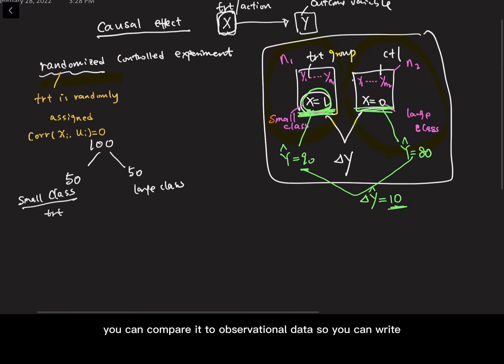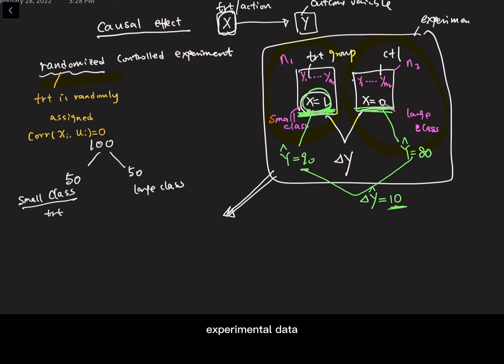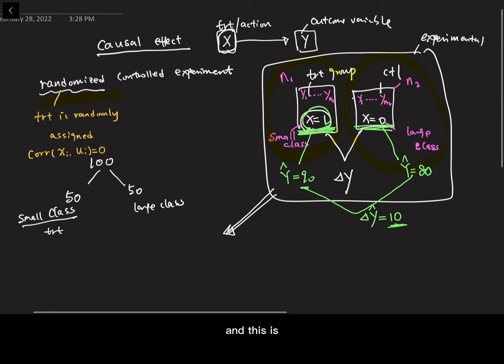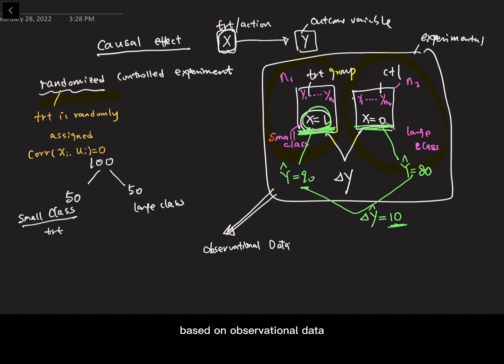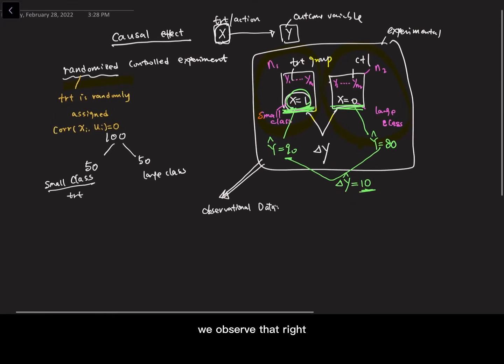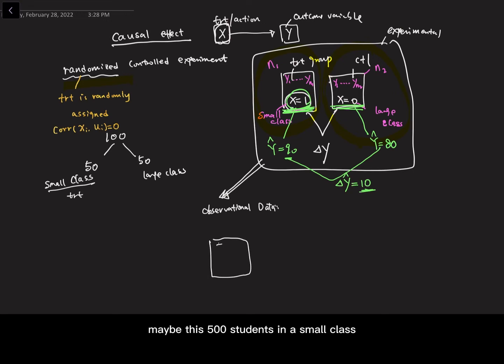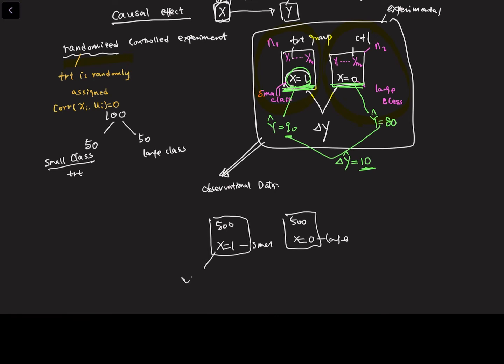To understand that, you can compare it to observational data. So this is experimental data, and this is observational data. Based on observational data, we observe that maybe there are 500 students in a small class and this many students in a large class. And we observe that for this group the average score is 90, and for this group, in our observational data, it is 80. And then we know the difference is 10.